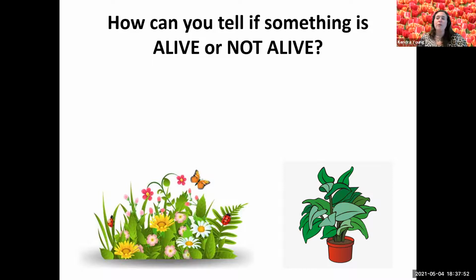Yeah. So what could some of those things be? You said moving around. What else does something have to do? If leaves are green, okay, that may be for plants.